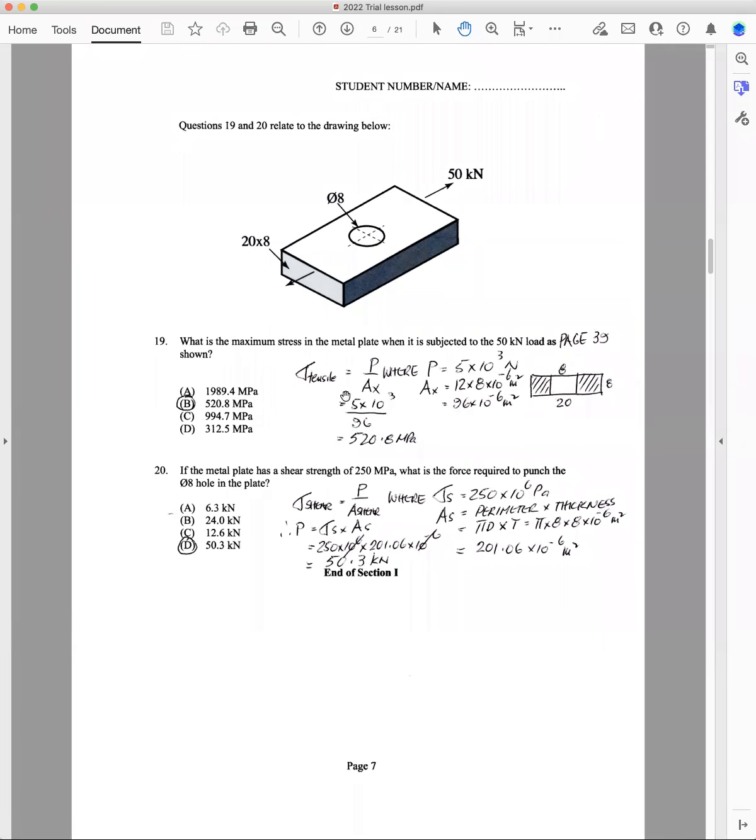tensile stress. So same routine, set it out like this. Tensile stress is equal to load over cross-sectional area, where the load is 5 times 10 cube newtons. The cross-sectional area is 12 by 8, which I worked out there, multiply by 10 to the minus 6, and you get 520.8 megapascals, and that's response B.